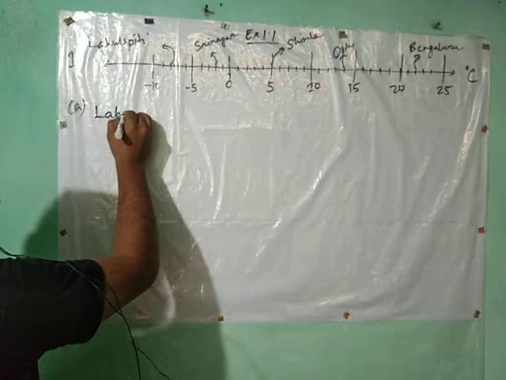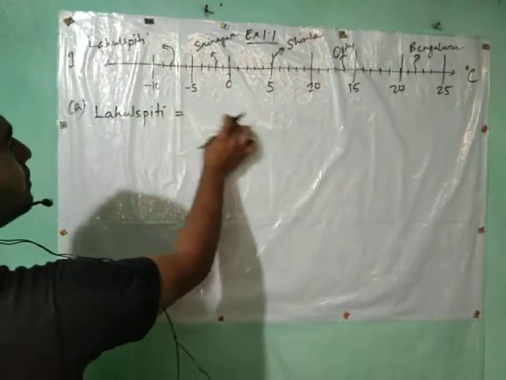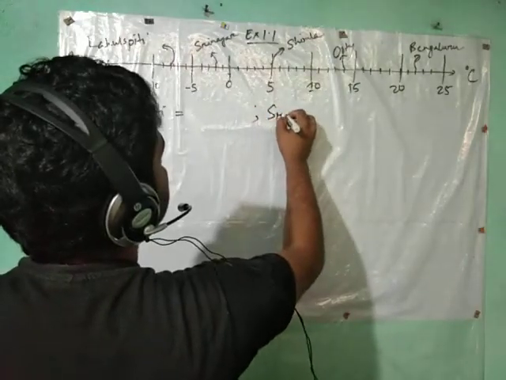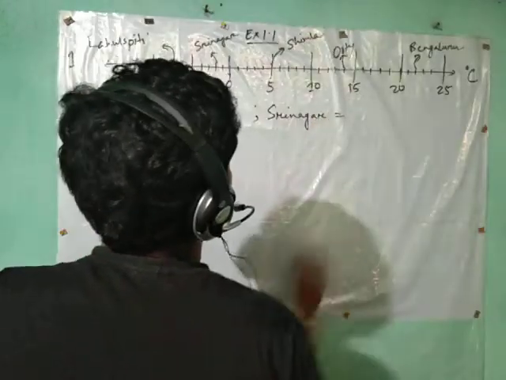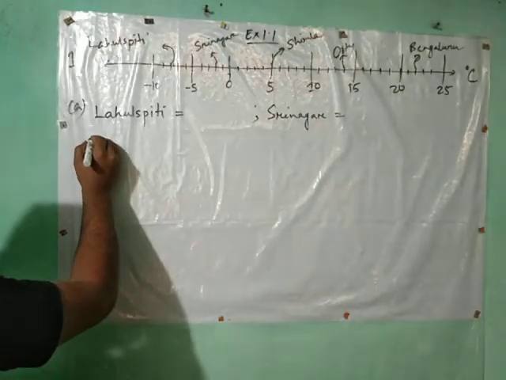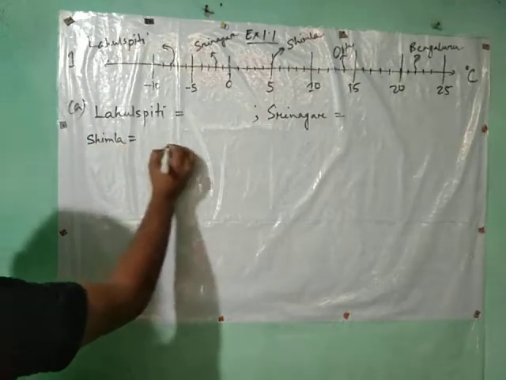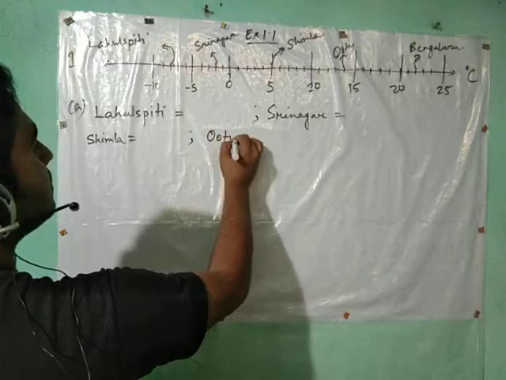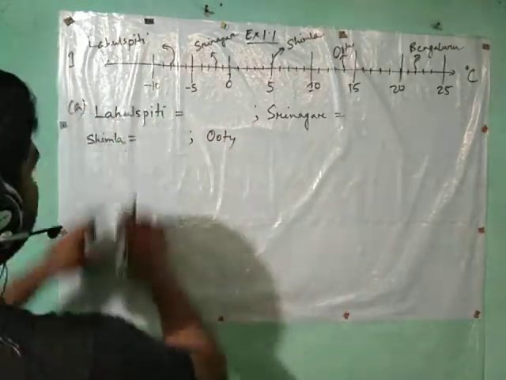Now first number 1, Lahul Spiti. Temperature you will write here. Then what will come? Srinagar. इसका टेम्परेचर यहाँ पे लिखेंगे. उसके बाद क्या आएगा? शिमला, isn't it? Shimla, temperature we will write here. Then what will come? Ooty.